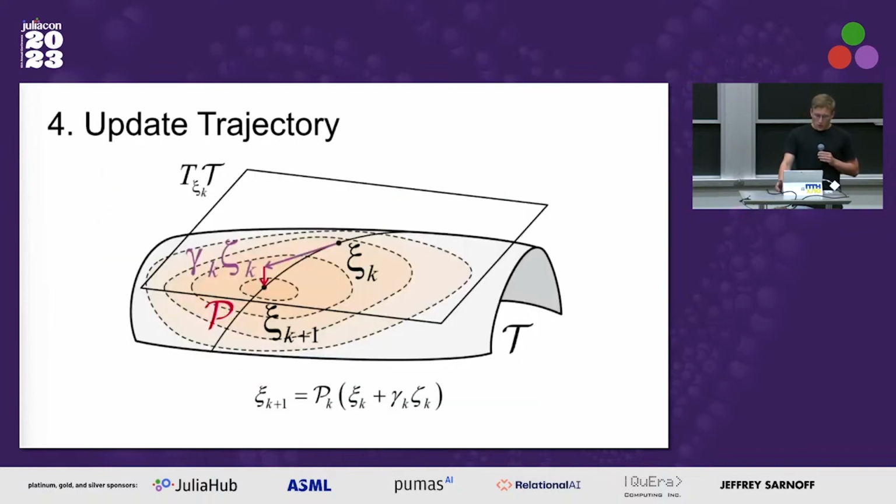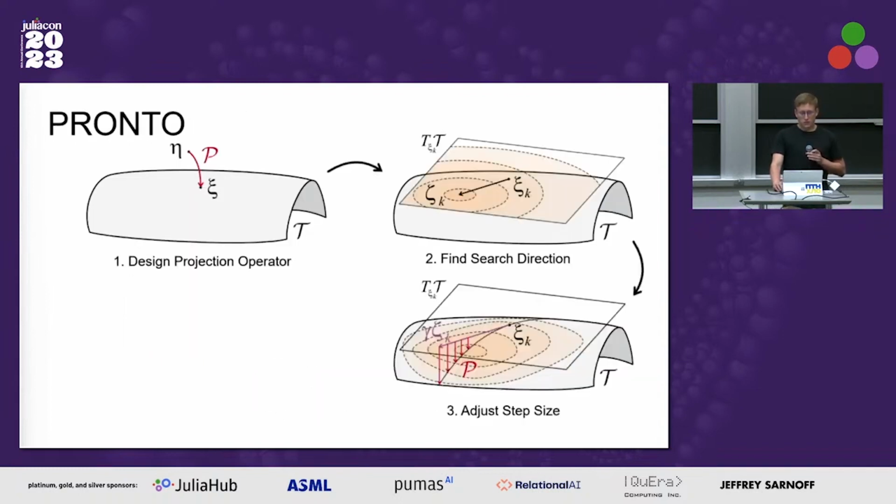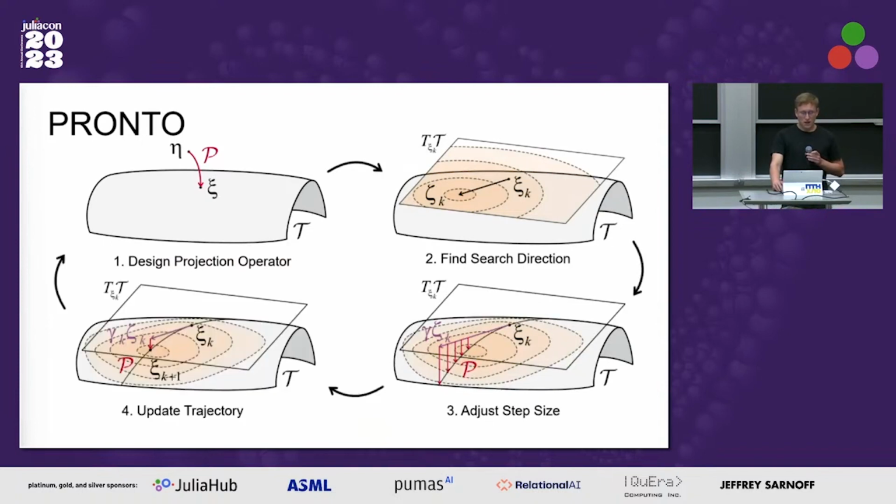So once we have that step size and the search direction and a projection operator valid for our current trajectory iterate, we can combine those to then take the next step. Basically travel in the search direction, the correct distance, and then project back onto the manifold to get the next trajectory iterate. So the actual algorithm itself gets fairly mathematically involved. There's several papers I'd be happy to point to if you want to know the details. But a quick summary: design a projection operator, find a search direction, adjust the step size, and then update the trajectory iterate.